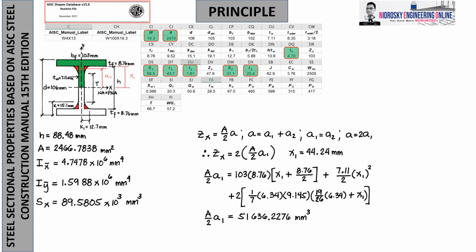For the transcription of this computation, kindly follow along. The intention is to make the centroids project onto the plastic neutral axis. So you can get A over 2 times A sub 1 as 51,636.2276 cubic millimeters. I already have a separate discussion on how to compute what we call the plastic sectional modulus. So kindly refer to my past video lecture regarding the collapse mechanism or the plastic theory upon yield and upon plastic condition.